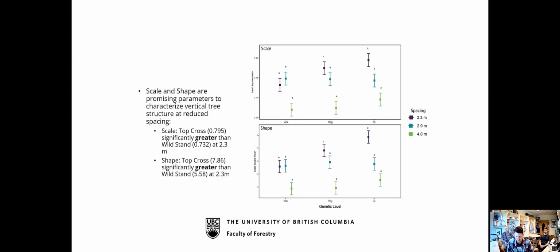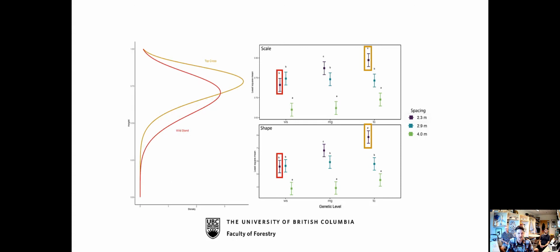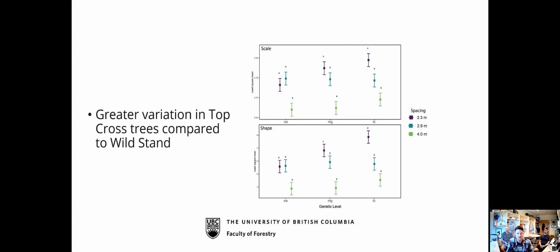The interaction plots here show that there are differences between the wild stand trees and the top cross trees, both for the scale and the shape parameter, which means this is a promising metric that we can use. We can also see how these foliage profiles vary for the top cross and the wild stand trees, and how there's a lot more variation with the top cross trees compared to the wild stand trees.